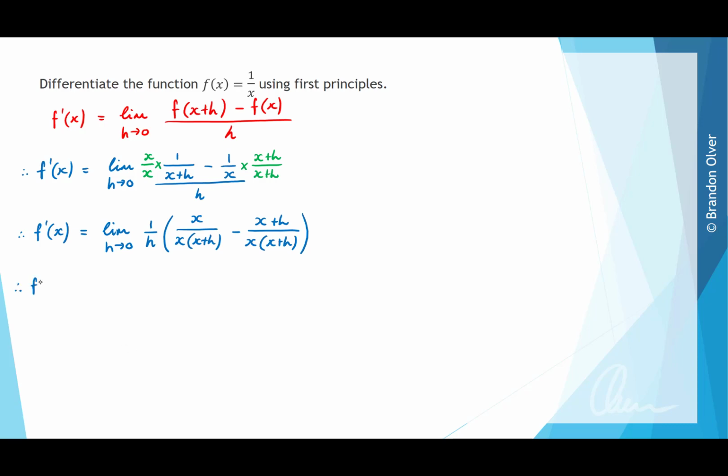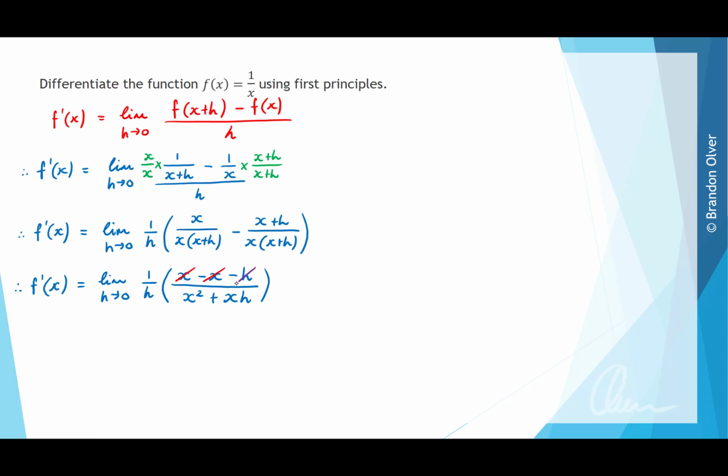Simplifying this further, we'll have f'(x) is equal to the limit as h approaches 0, and then we'll have our 1/h multiplied by, and the top line will be x, and then it'll be minus x minus h when you distribute that negative through, and then the common denominator is simply going to be x squared plus xh. At this point, we can see all the terms in the numerator not involving h will cancel, because this x and this negative x will cancel.